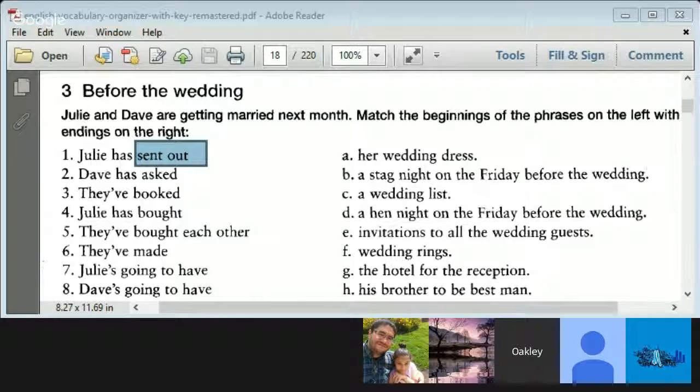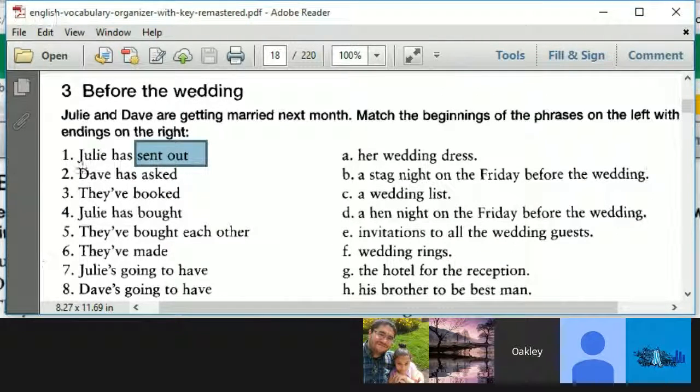Okay, continuing. Victor, number 2. He has asked his brother to be best man. Did you have a best man, Victor? Yes, the best man is the person that is near to the groom in the wedding. Yeah, he's next to the groom. We should just use groom and bride. Groom is the man getting married. Bride, the woman getting married.